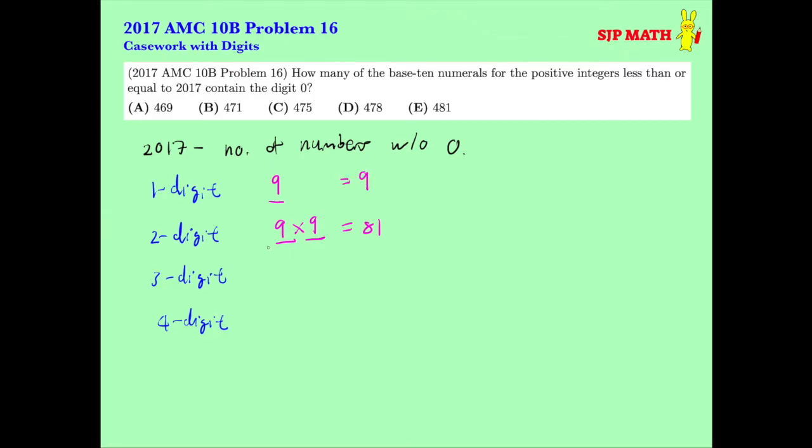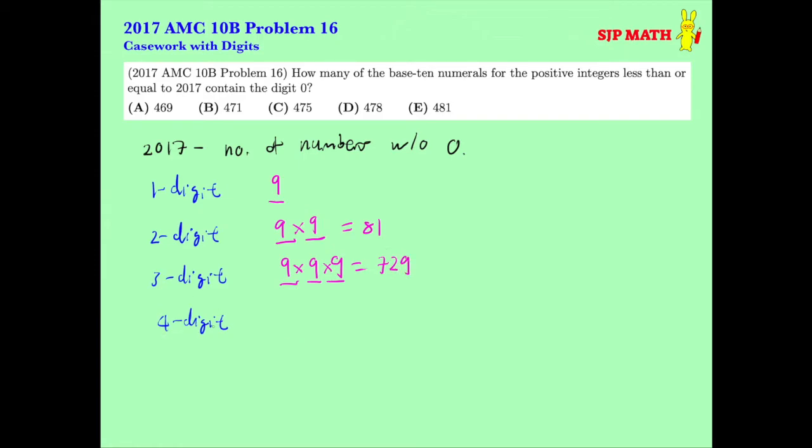And for 3-digit numbers, same logic. We can have every single digit except for 0 for the first digit, so 9. And then for the second digit, the same logic, every single digit except for 0, and the same for the third digit. So you can see that it's much easier to calculate the number of numbers without a 0, because there's only one subcase you have to look at for each case. So it'll just be 9 times 9 times 9 equals 729.